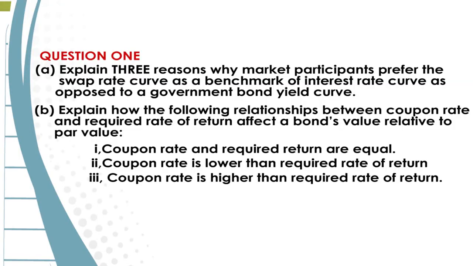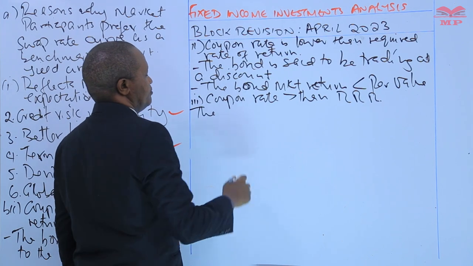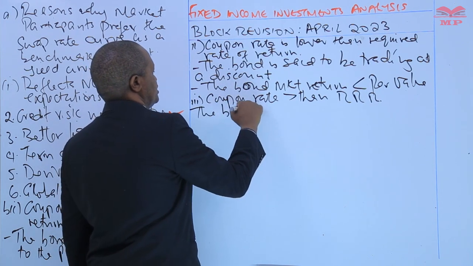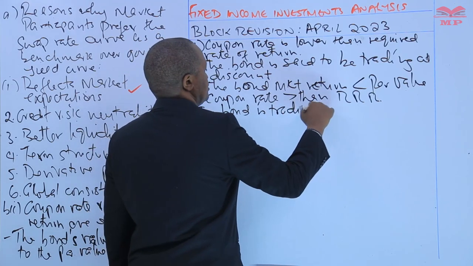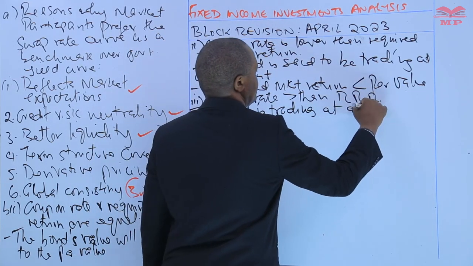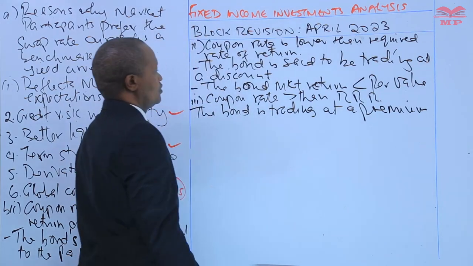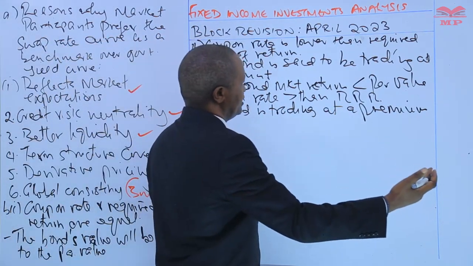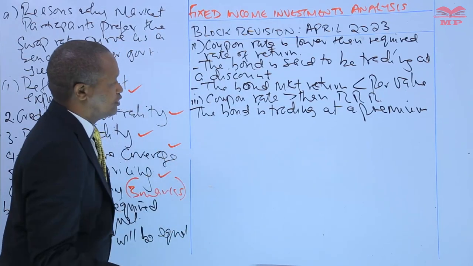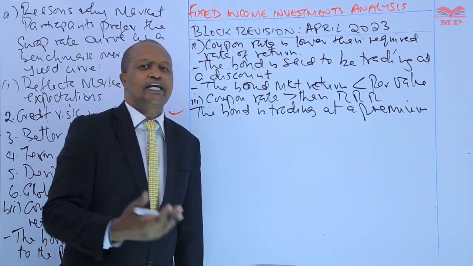3. Coupon rate is higher than required rate of return. Now here, candidates, the bond is trading at a premium. The bond in this scenario is trading at a premium, where the coupon rate is higher than the required rate of return.